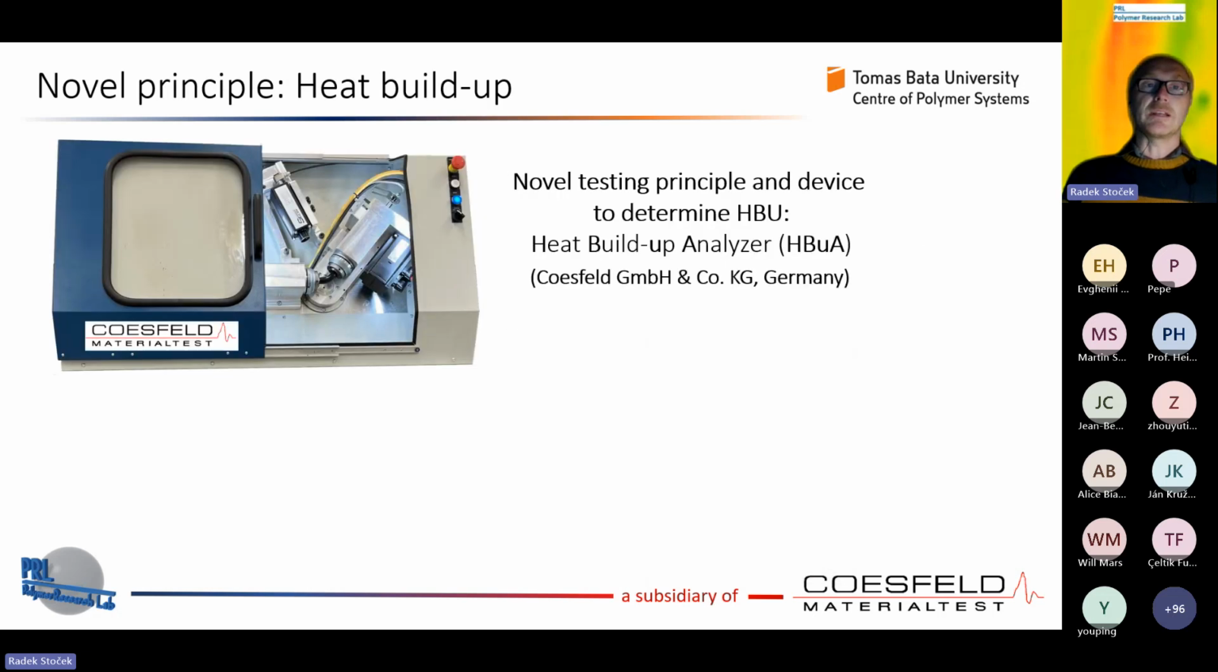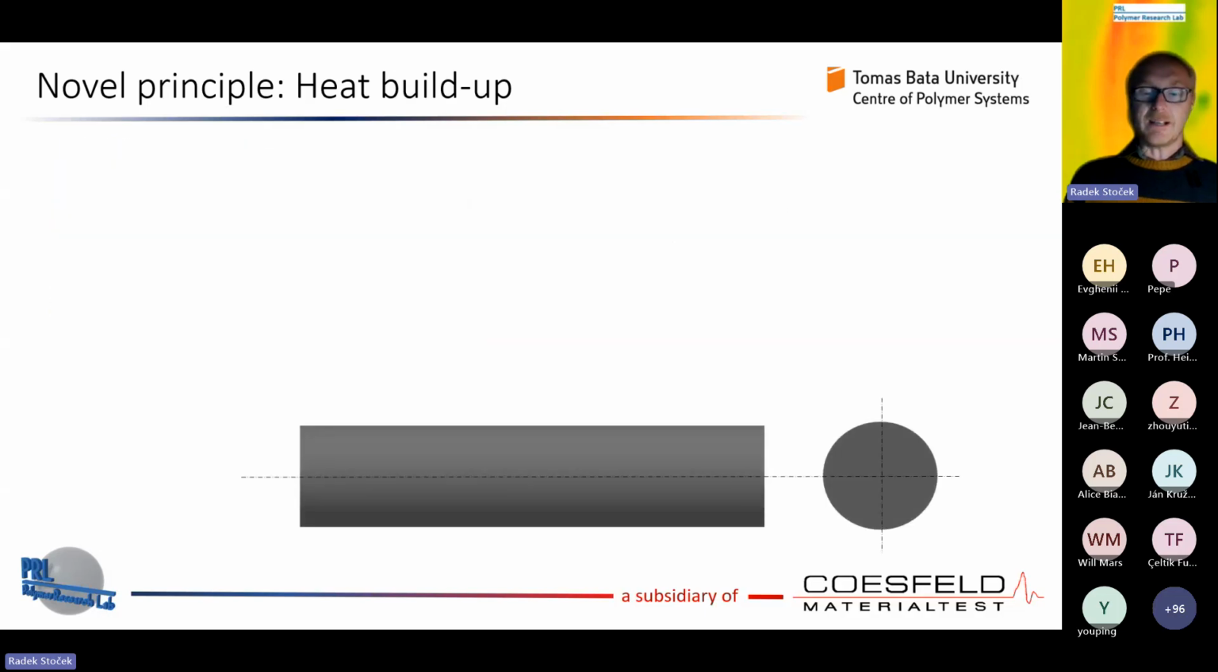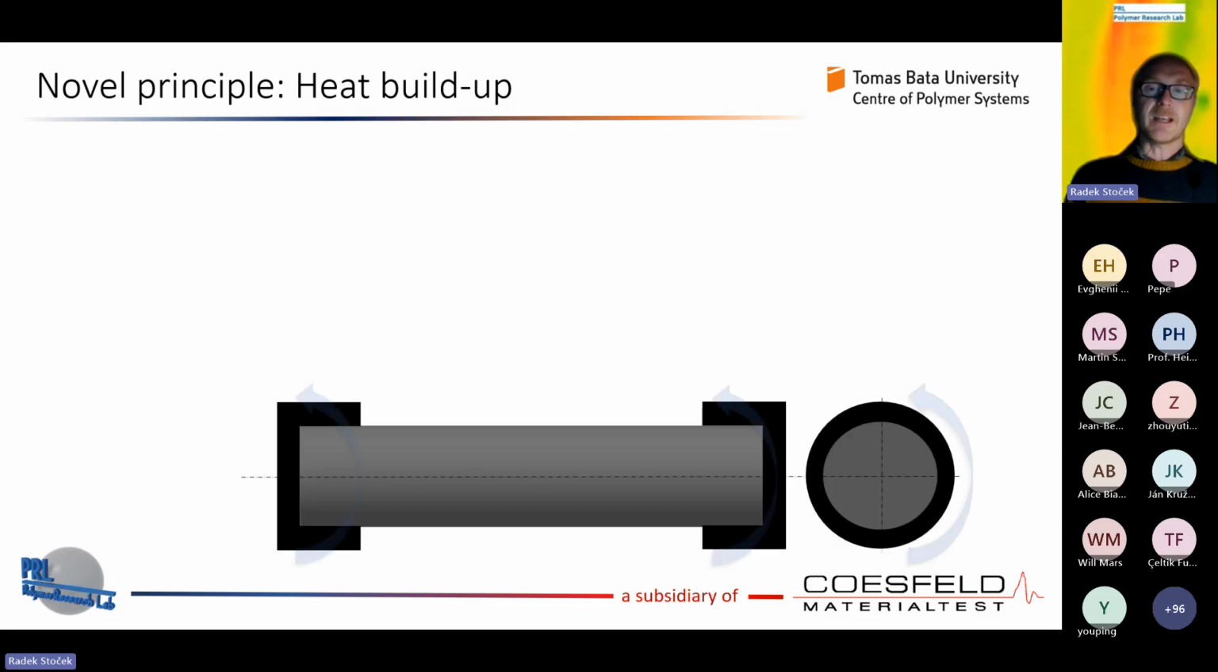Therefore we developed this heat build-up analyzer, which we'll show in the slides as well, and which is capable of measuring the heat build-up inside and on the surface of the sample under dynamic loading conditions. How does it work exactly? We have a cylindrical sample, fixed at both ends. Only for the imagination, when we start to rotate the sample, there will be no stress inside and no deformation. Therefore, there will be no dissipation of energy and no heat build-up.